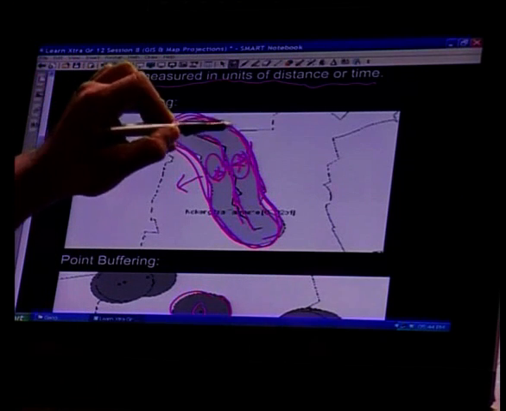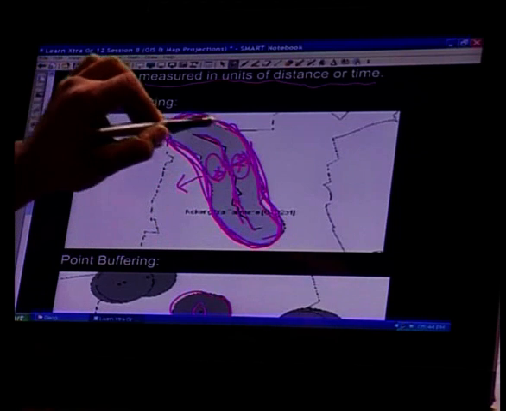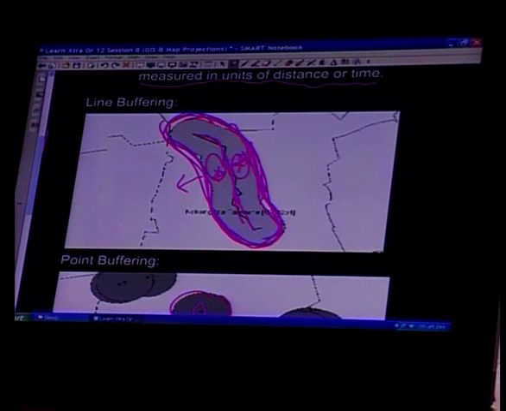Now this is known as buffering. We use it very regularly. You understand? In terms of determining things like that.